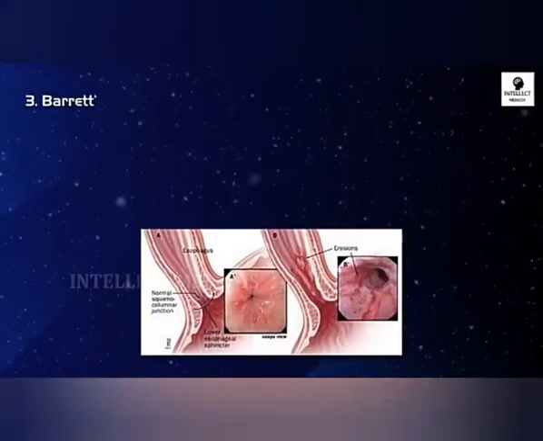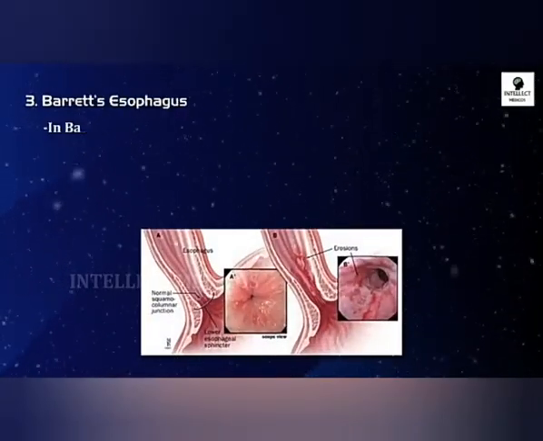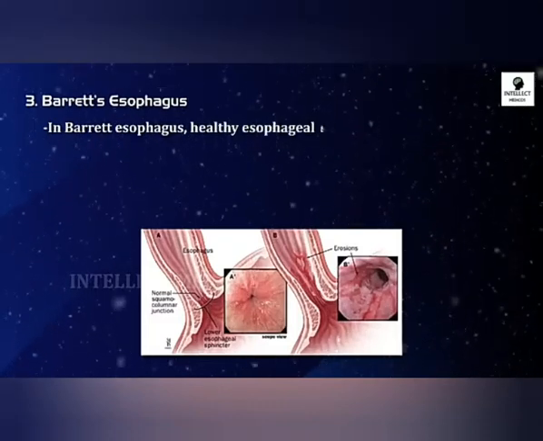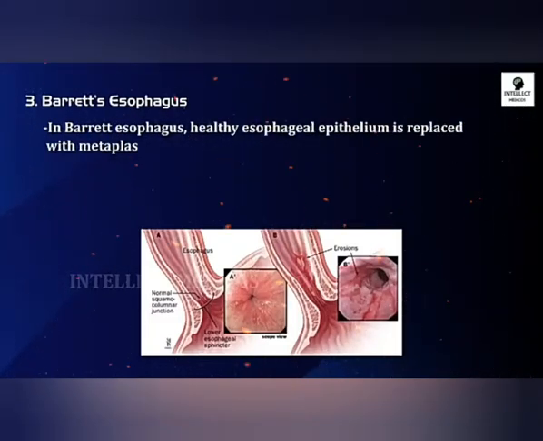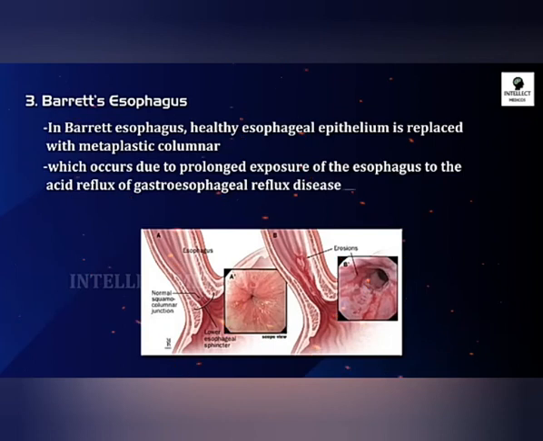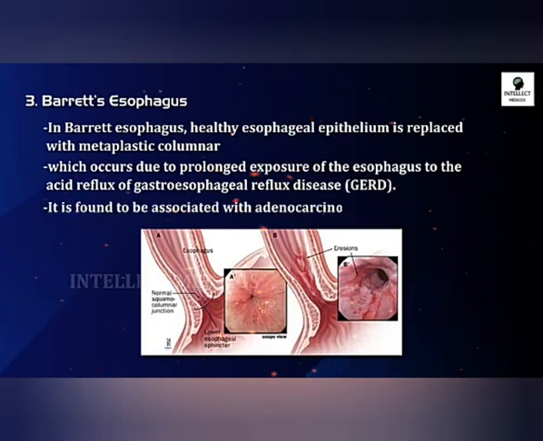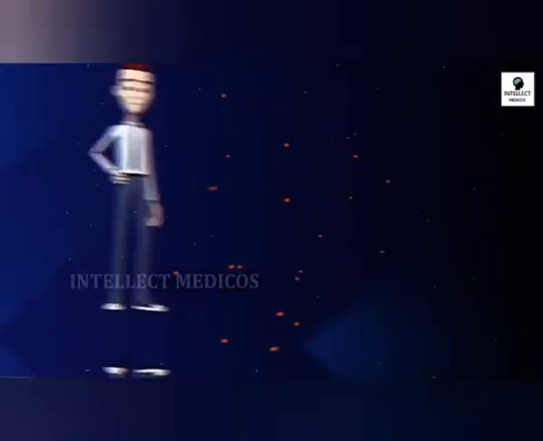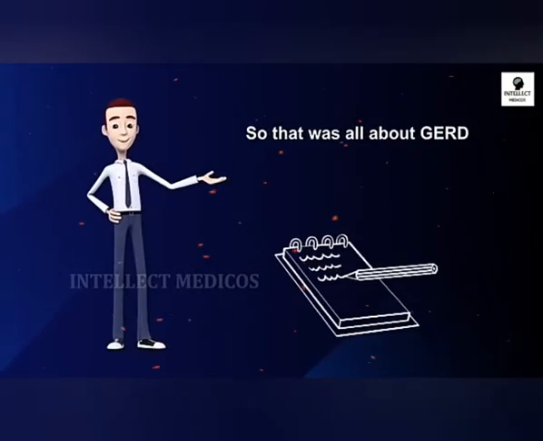Third is Barrett's esophagus. In this, a healthy esophageal epithelium is replaced with a metaplastic columnar epithelium, which occurs due to prolonged exposure of the esophagus to the acid reflux of gastroesophageal reflux disease. It is found to be associated with adenocarcinoma of the esophagus. So that was all about GERD.